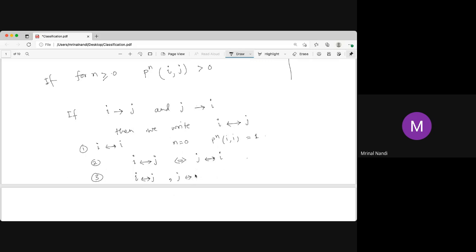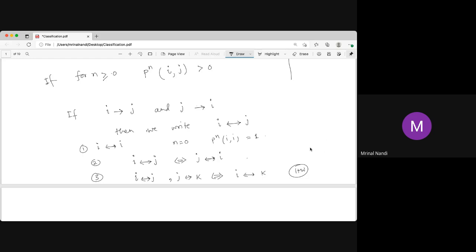It's also called communicating. If i leads to j and j leads to i, we say j and i are communicating. So if i and j are communicating and j and k are communicating, then obviously i and k are communicating. How? We just check it. Because if i leads to j and j leads to k, then i leads to k.